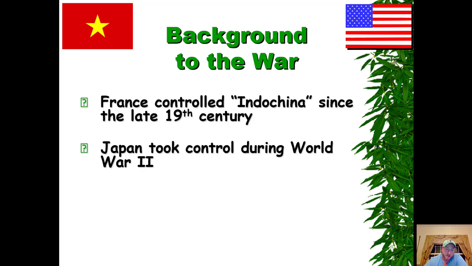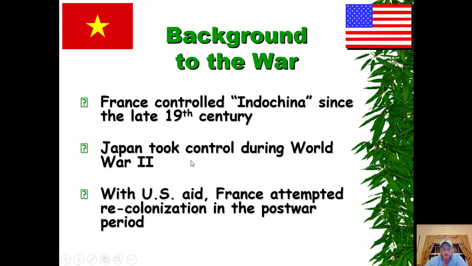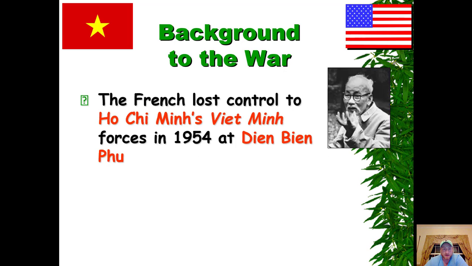All right, so as Ho Chi Minh saw it, when he forms the Viet Minh in 1941, both Japan and France have to be expelled. All right, so with U.S. aid, France attempted for 8 or 9 years, from about 45 to 54, to recolonize Vietnam in the post-war period. Also, don't forget that the French lose control to Ho Chi Minh's Viet Minh at Dien Bien Phu in 1954. Again, hopefully this is a review for you.